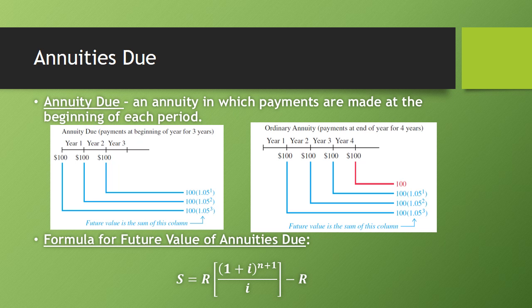So pretty much what we've got here is they've taken the formula for an ordinary annuity and they've just altered it slightly to accommodate the annuity due. So that's where our formula comes from. That's where, if you wondered why the minus R, it's because that extra payment is not in there. You can kind of see from the diagram.